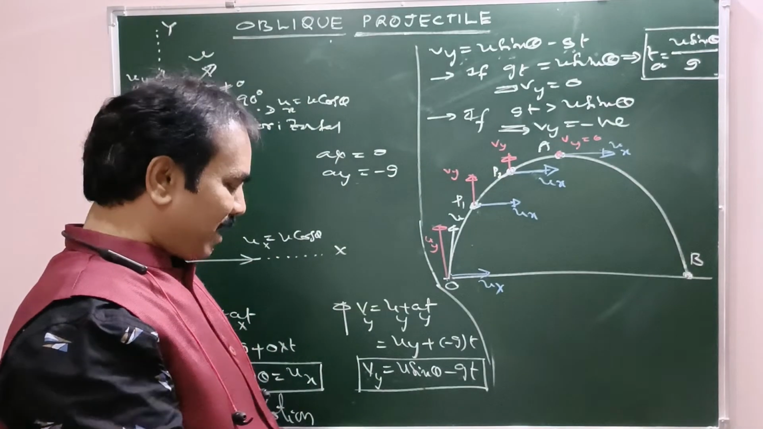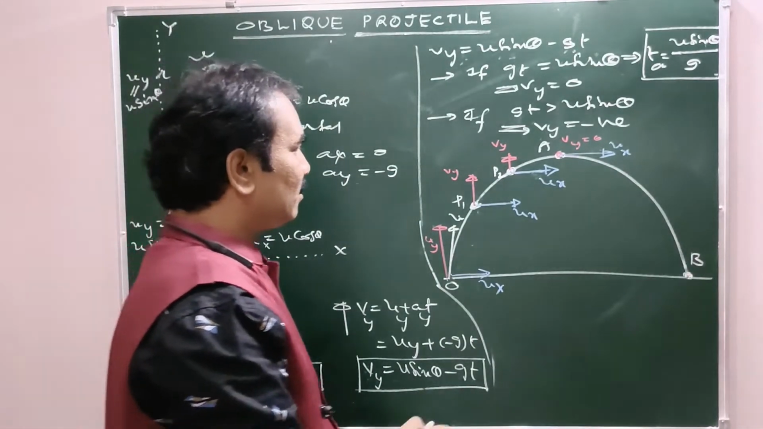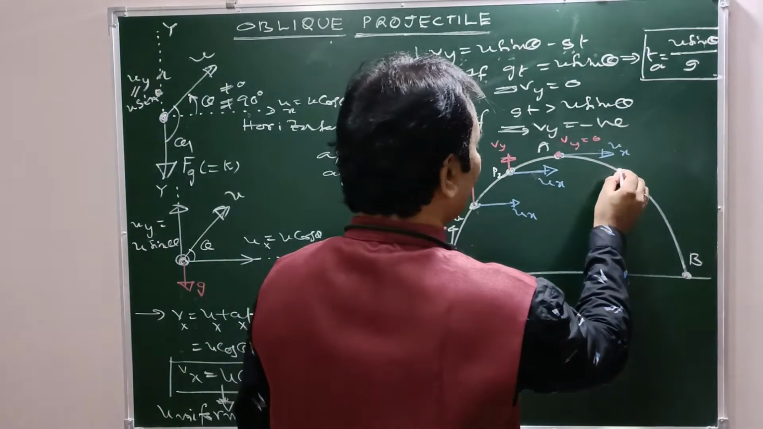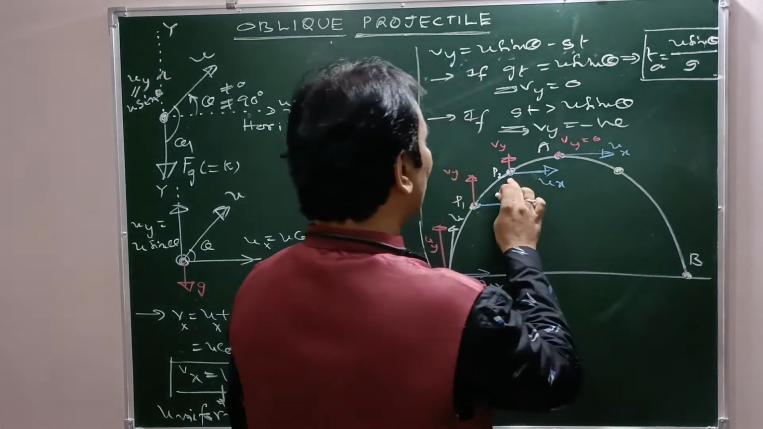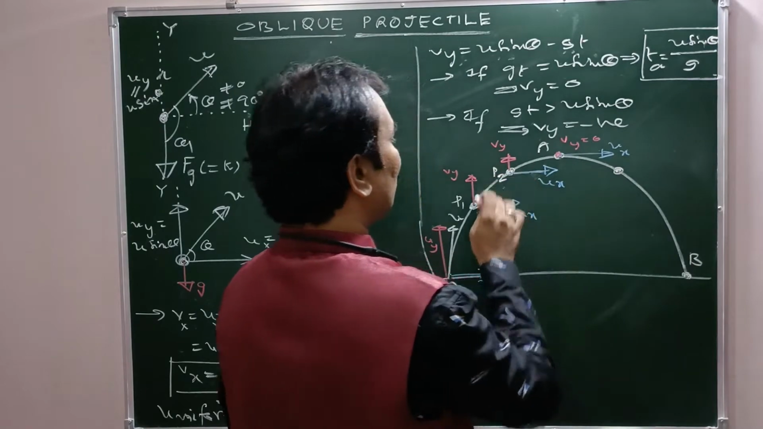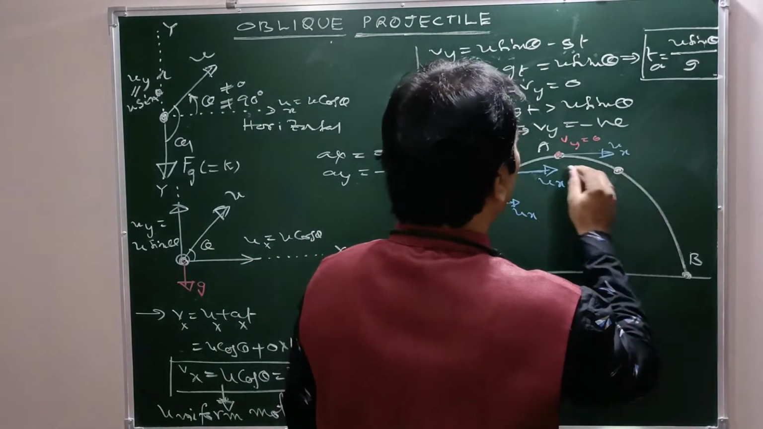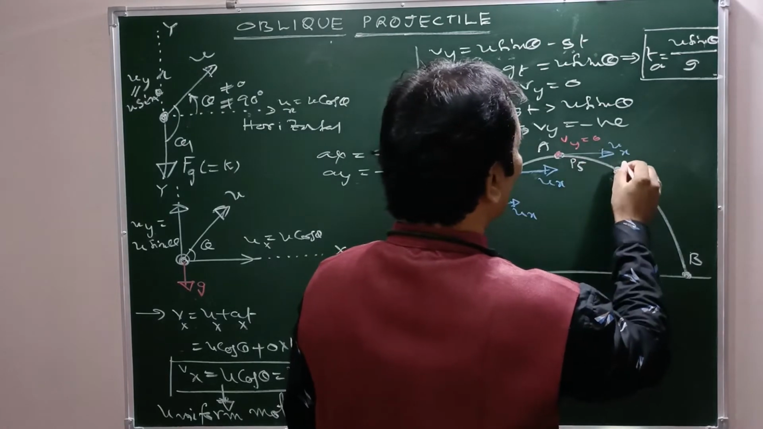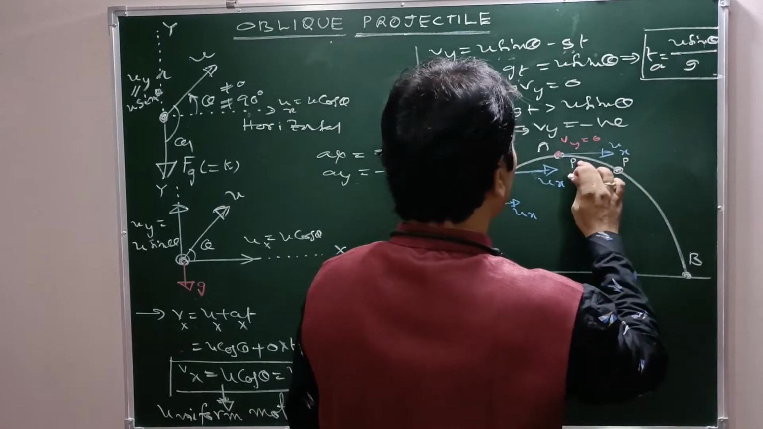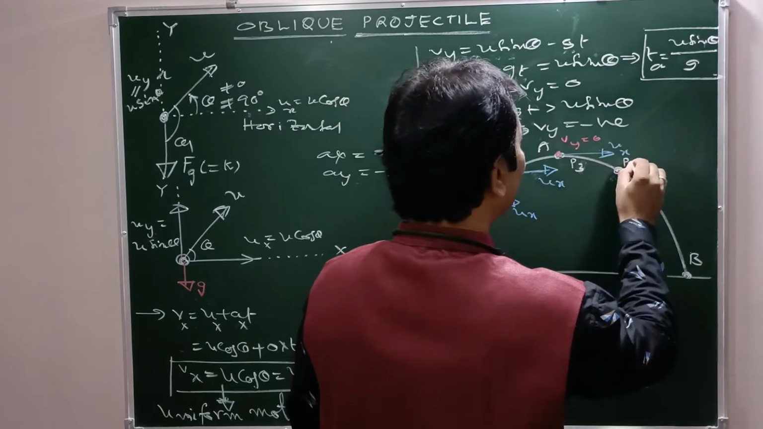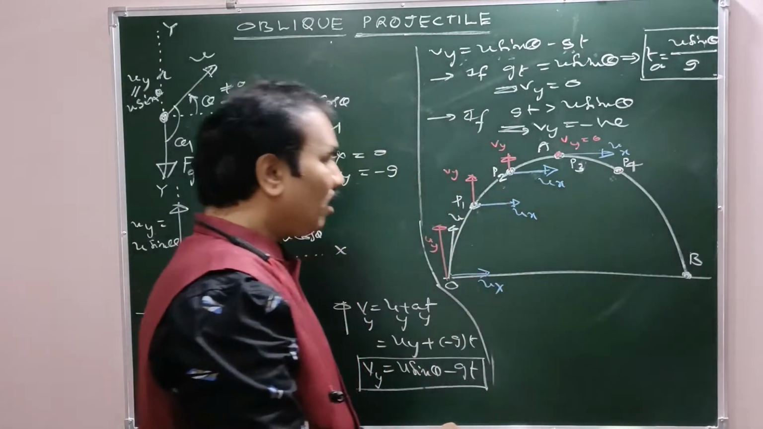Now I am taking one more point somewhere here, which is at the same level as that of P2. See, this is P2. Now this is P4. This is P5. Here it is P3. Here it is P4. Right?